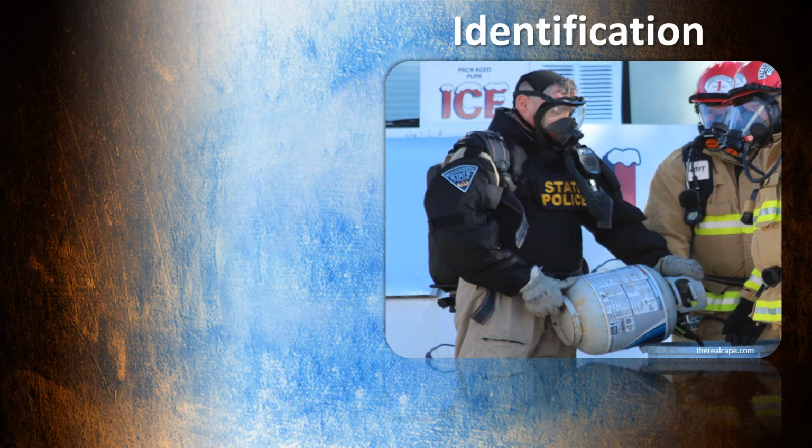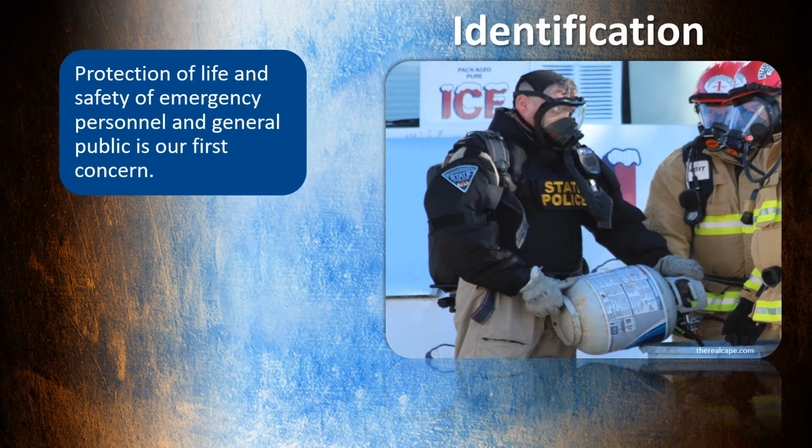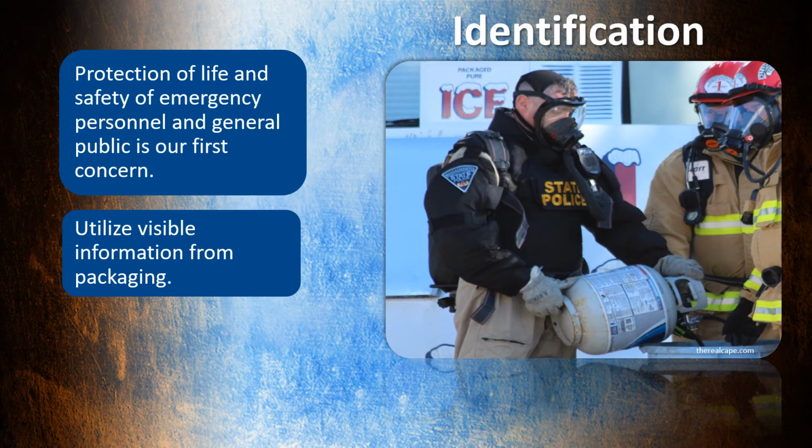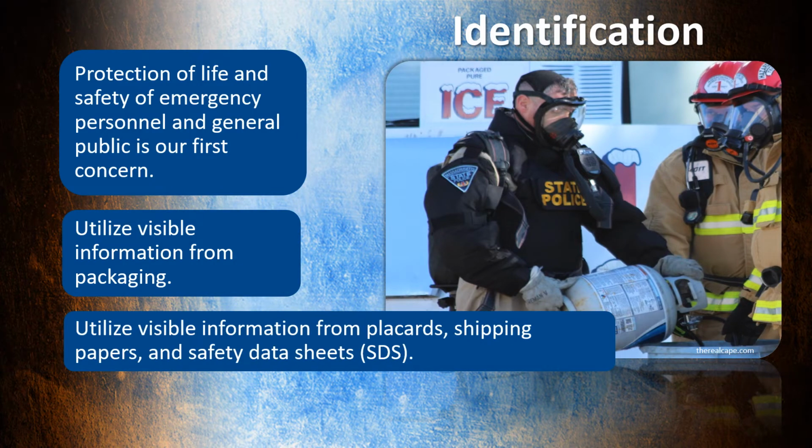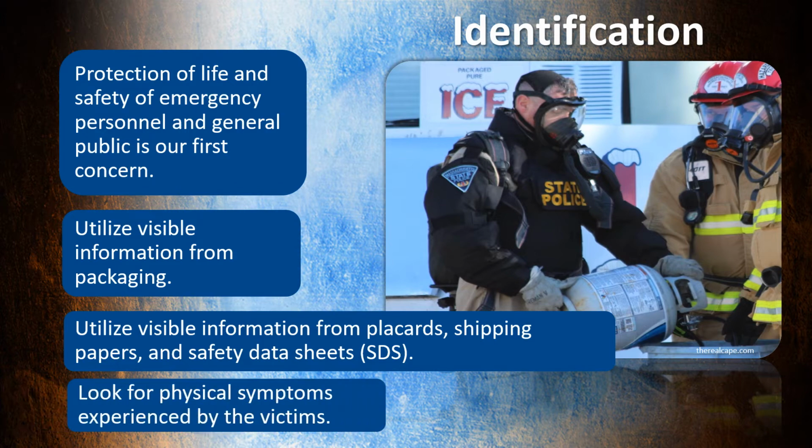Once the incident is determined to be a possible hazardous material incident, it is critical to gather as much information as possible about the incident, to include the identification of the possible material substance based on readily available clues and evidence. Protection of life and safety of emergency personnel and the general public is our first concern. Utilize visible information on packaging such as labels. Utilize visible information from placards, shipping papers, and safety data sheets. Look for physical symptoms experienced by the victims and use the Emergency Response Guidebook, or the ERG.